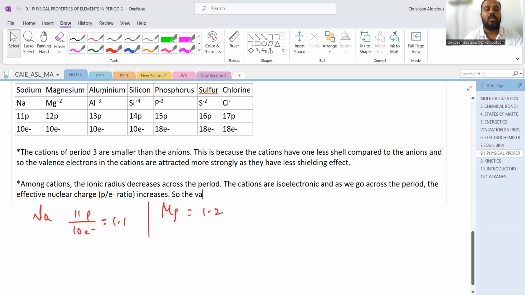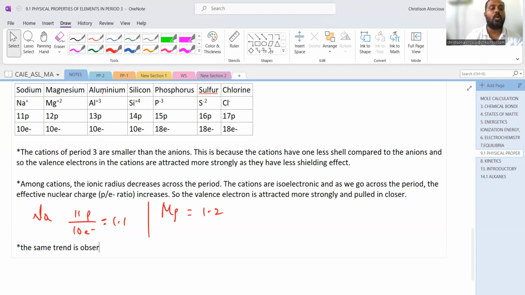So the valence electron is attracted most strongly and pulled in closer. When the electron is pulled in closer, we find that the distance decreases, so the radius decreases. Now, the same trend is observed in the case of anions also.